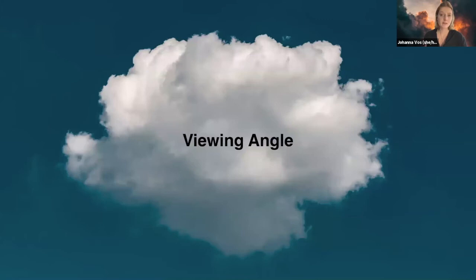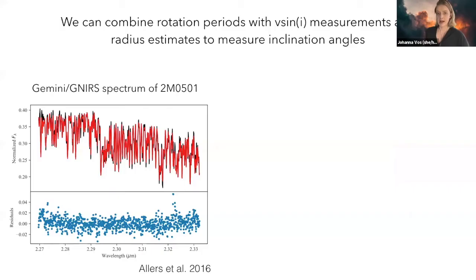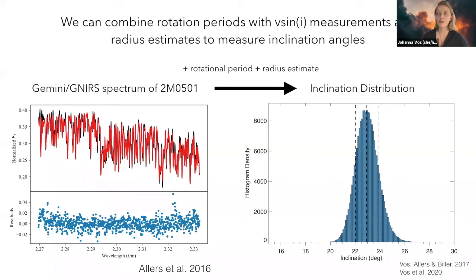For this paper, we also decided to investigate the viewing angle of as many brown dwarfs as we could. If you have a measurement of the rotation period of a brown dwarf, which is a pretty easy measurement to make from Spitzer variability monitoring in particular, we can combine this with a V sin i measurement, which you can get from a beautiful high resolution spectrum like the one I'm showing here. You combine those with a radius estimate and it will give you the inclination, or the viewing angle, of each brown dwarf.